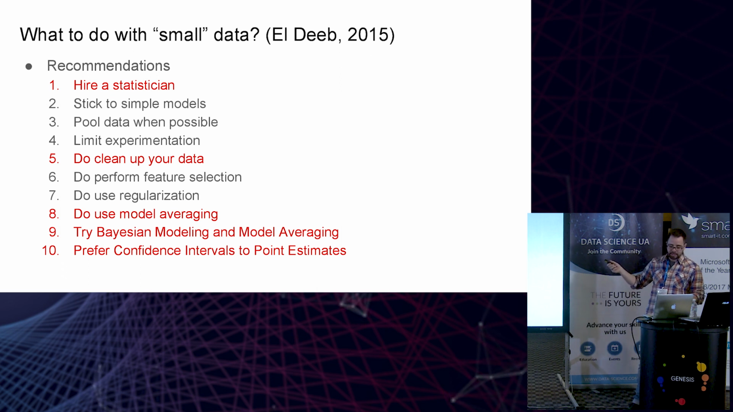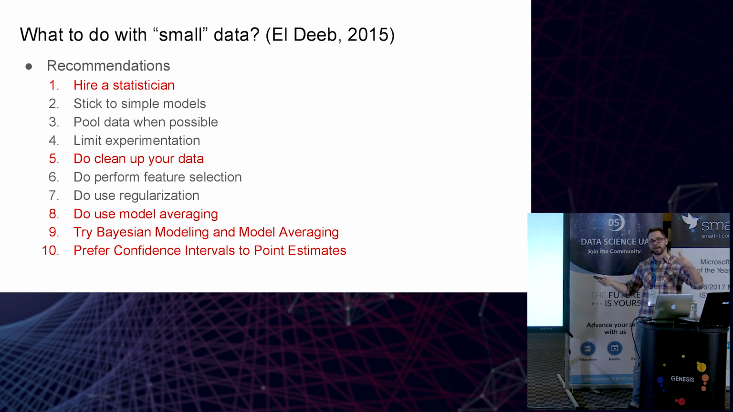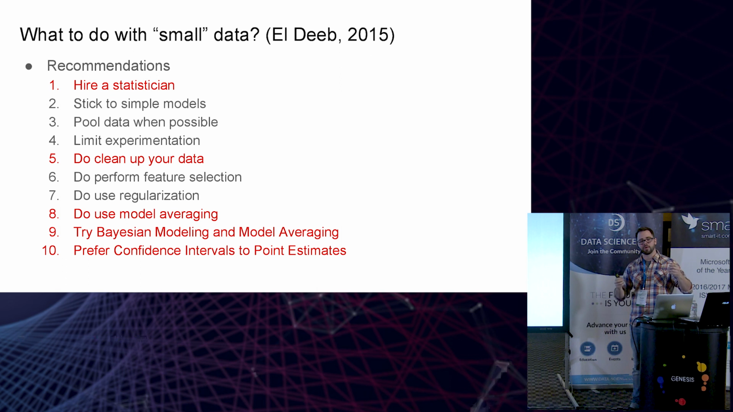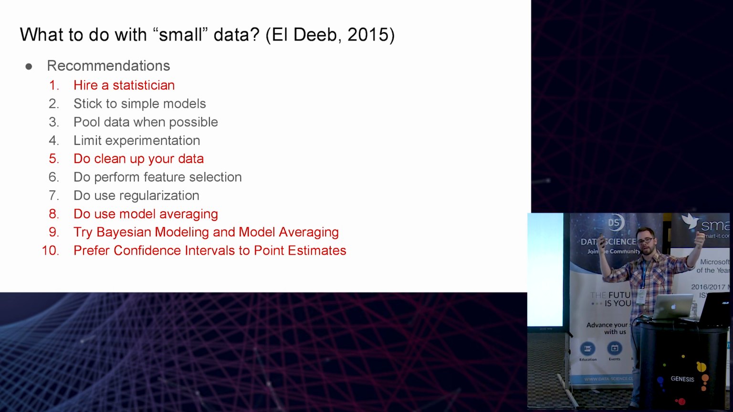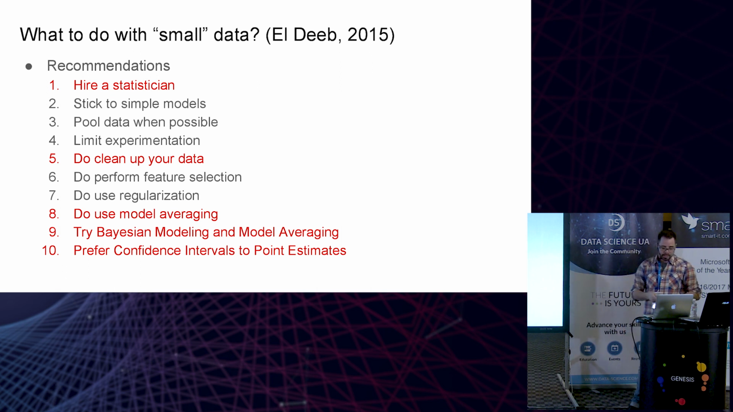Use model averaging. I didn't mention this in my presentation, but we also tried that. We tried to average different models. So for example, we will have a regression and a nearest neighbor. So we will combine the predictions, and actually the predictions will improve.